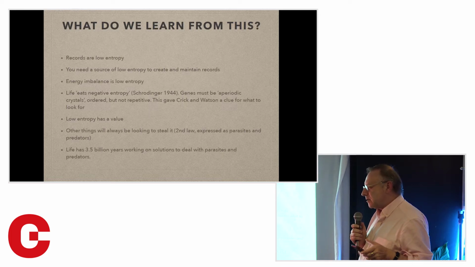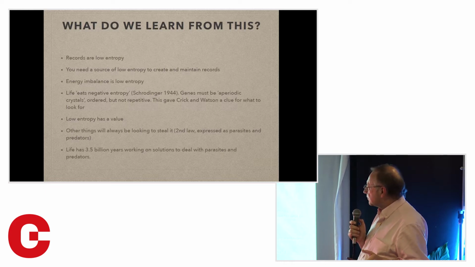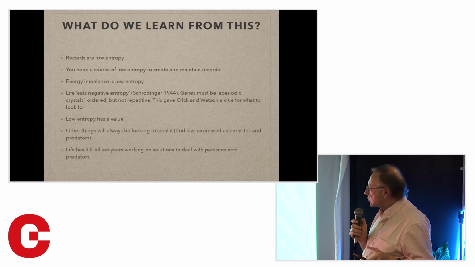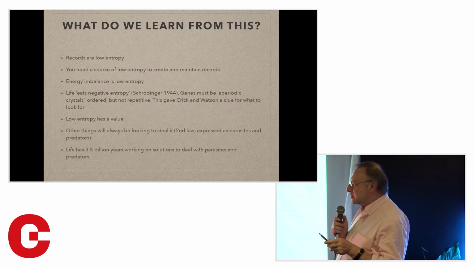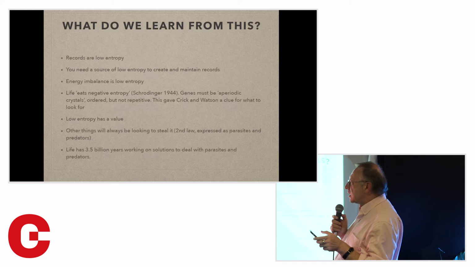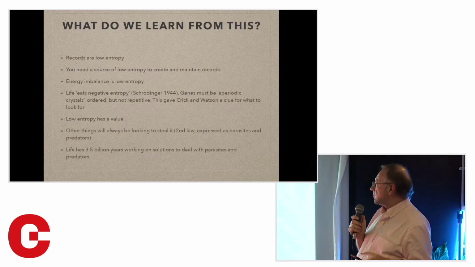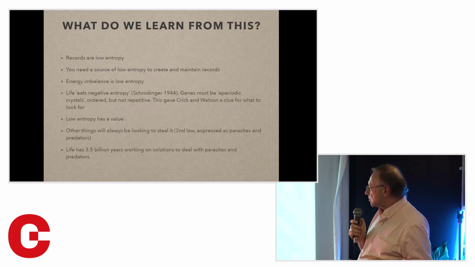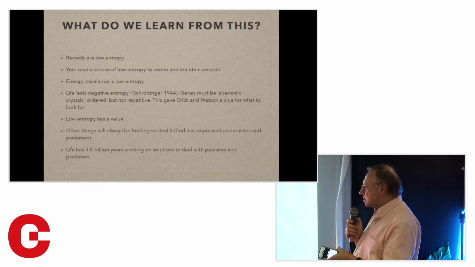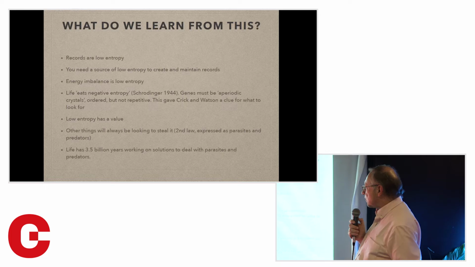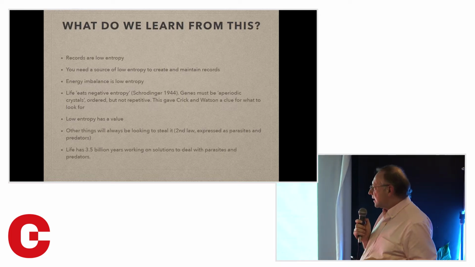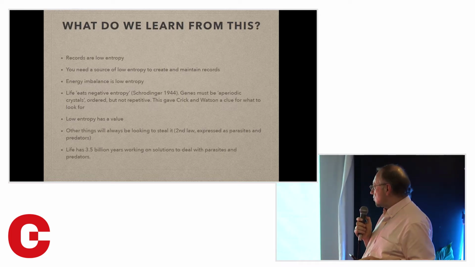Although it may seem very abstract, it actually places constraints on the possible things that we can do with blockchain. So first of all, records are low entropy. In creating blockchain records, we're creating low entropy. To do that, you need a source of low entropy to create and maintain the records. Energy imbalance, in other words, electricity, is a source of low entropy. Living things eat negative entropy.